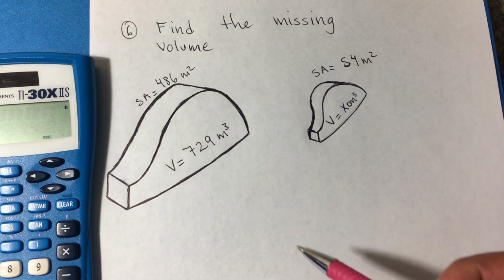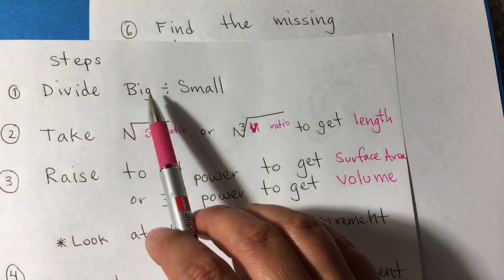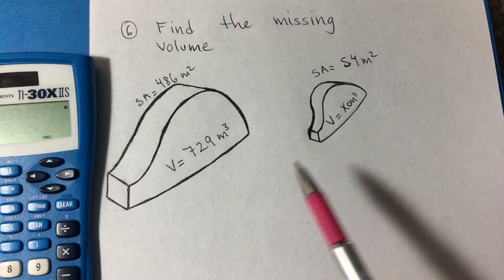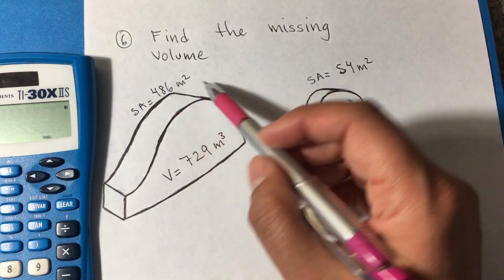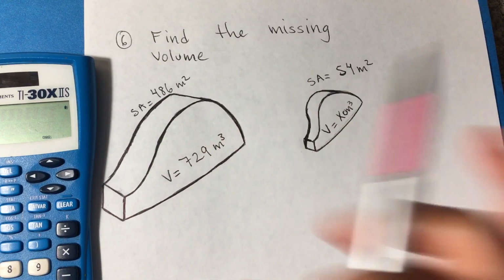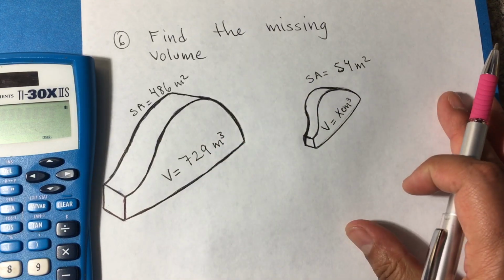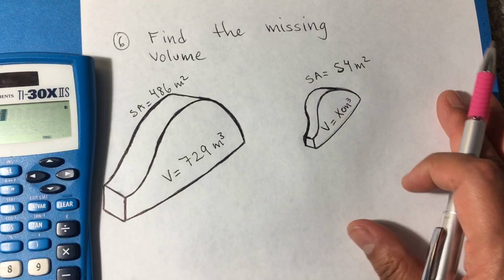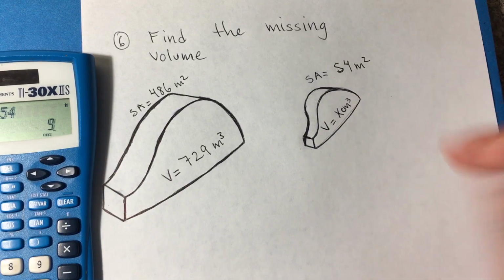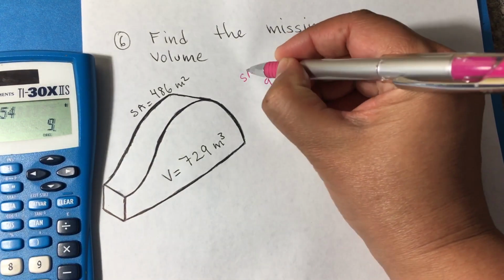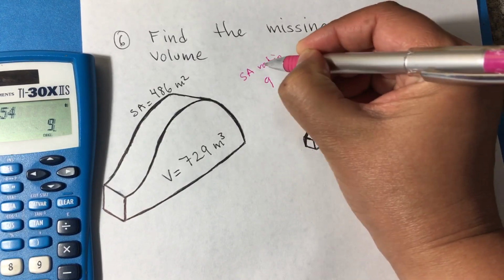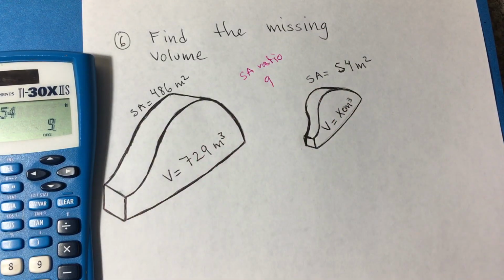Okay, again, the first step is to divide the big by the small one. And in here, what we have is two surface areas. And I noticed that this is the bigger one. They switched. So 486 divided by 54 gives me 9. And that's the surface area ratio, or the comparison between the two.